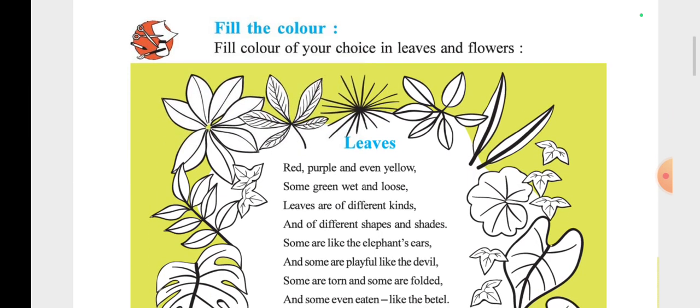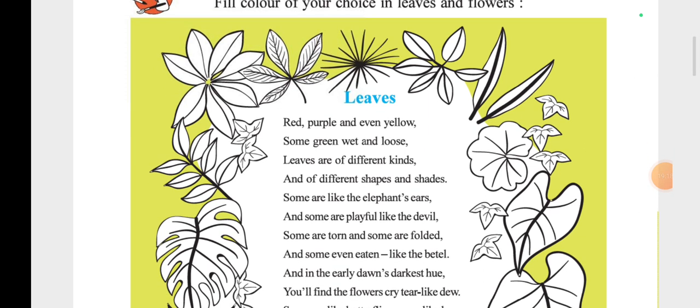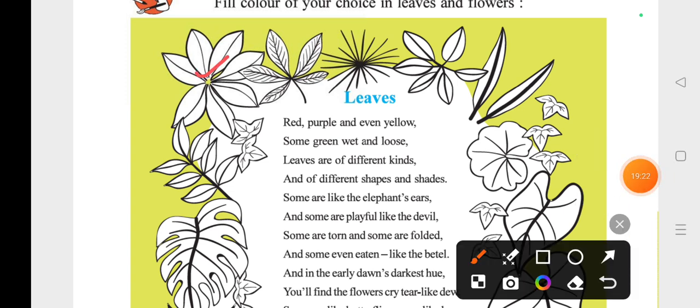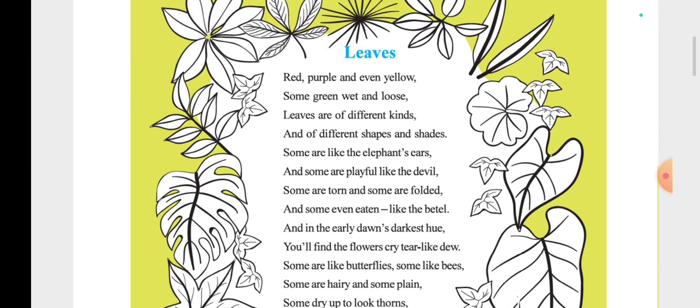Fill the color. Fill color of your choice in leaves and flowers. Yes, children, there is one picture given, and you have to color these images. You can see here, you have to color it. Okay. And there is one poem. The title of the poem is Leaves. Let's read this.